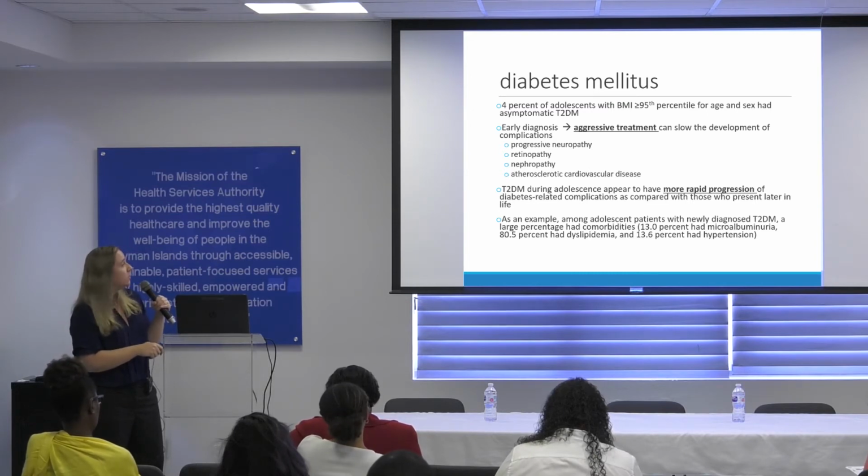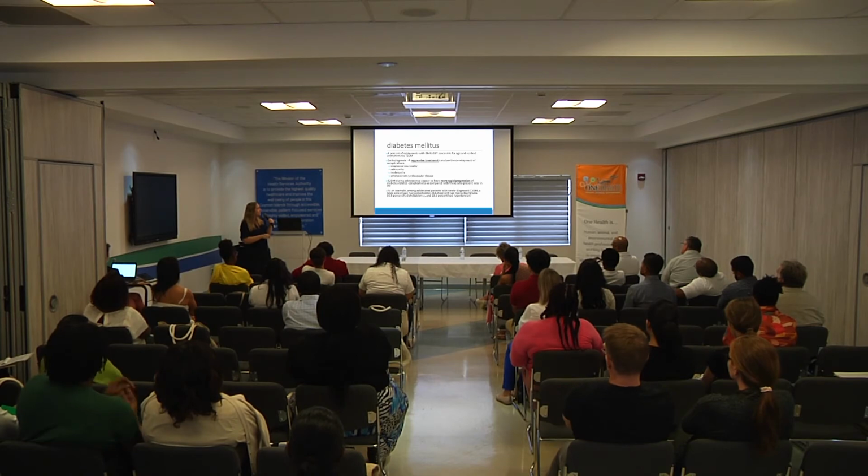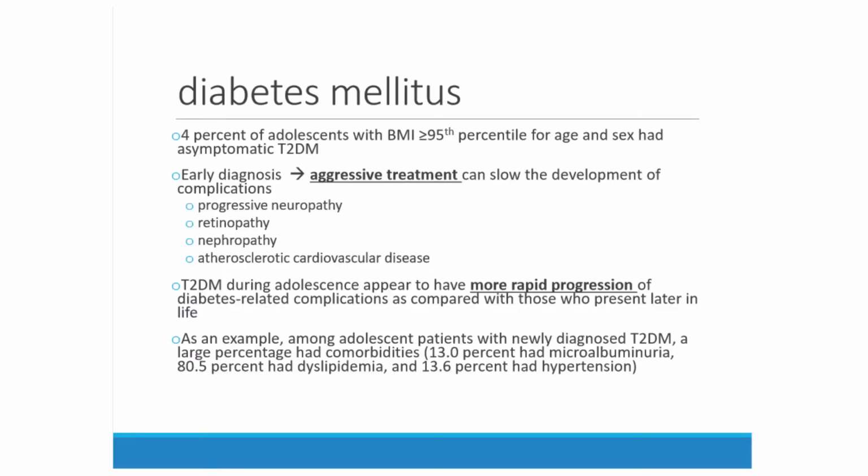You can get retinopathy, nephropathy, neuropathy, and cardiovascular disease, which is one of the reasons these kids end up doing so poorly. These kids have a very rapid progression of diabetes-related complications. When you look at them, a lot of them already have comorbidities: 13% of them have microalbuminuria, 80% have dyslipidemia, and 13% have hypertension. So again, it's very, very aggressive.